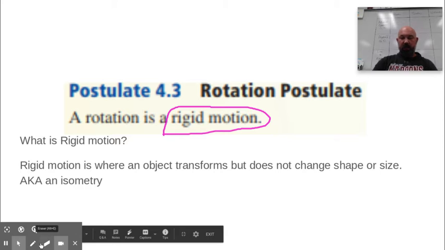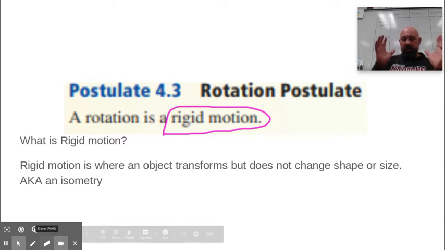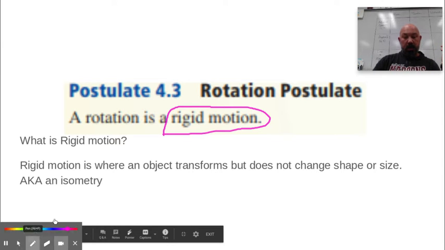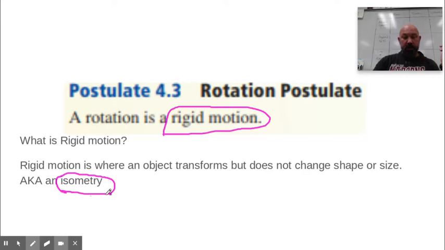So if you change something and it moves, but it doesn't change the shape or size, then it's what we call rigid motion. Back in the day, we used to call that an isometry. You don't necessarily need to know the word isometry. You need to understand rigid motion. That's how they start talking about things now in 2020 and so forth. All the transformations we've done so far, translation, reflection, and rotations, have all been rigid motion, which means it just doesn't change size and shape.